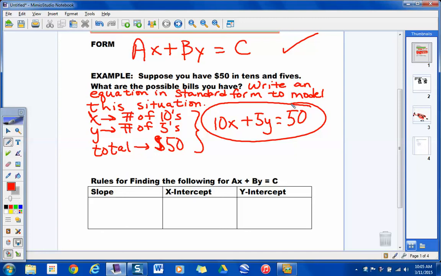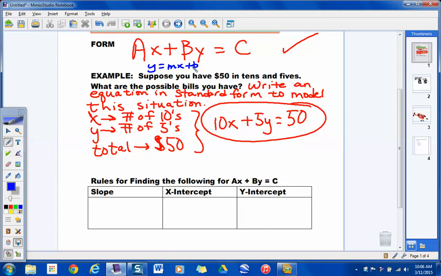Now, I want to make sure we understand how we distinguish between which form is which. If I put y equals mx plus b, what I'm going to tell you is this. Just remember, if y is all alone, that's slope-intercept form. If x and y are on the same side, then it is standard form. Can you tell the difference between the two?